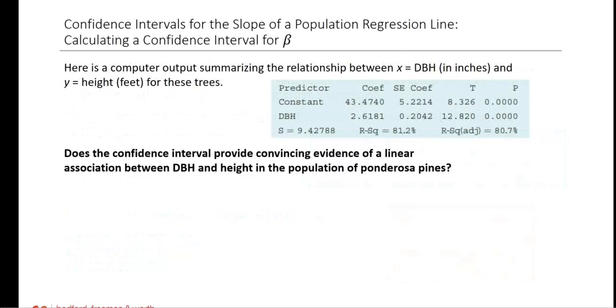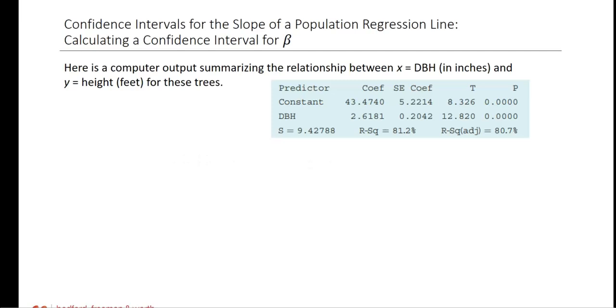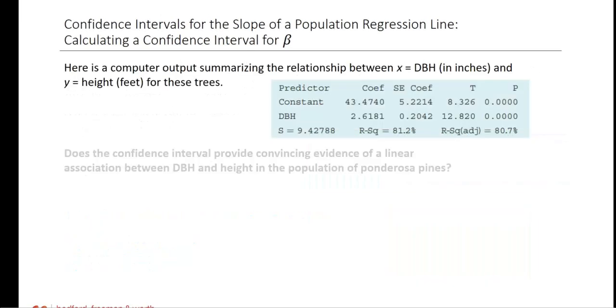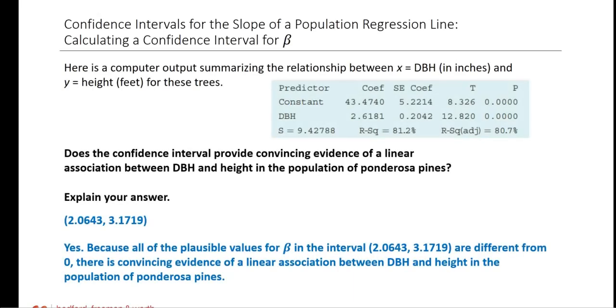Does the confidence interval provide convincing evidence of a linear association between DBH and the height of Ponderosa pines? So it's a good question. Yes, because all the plausible values, anything within the interval is a plausible value, are different from 0. Therefore, there is convincing evidence of a linear association between DBH and the height in the population of Ponderosa pines. We think there is a difference there, right? It's convincing.